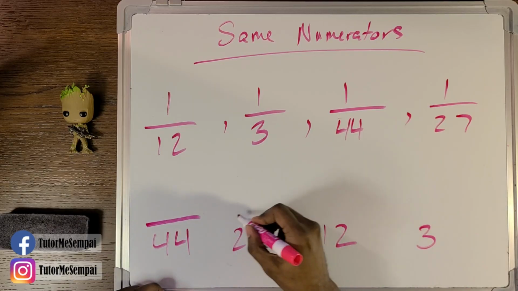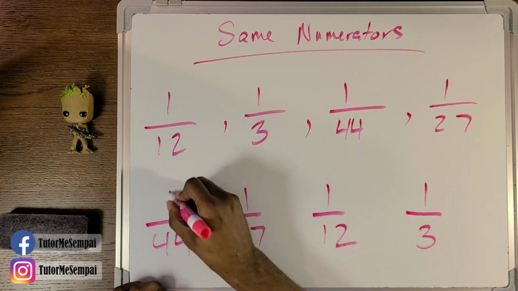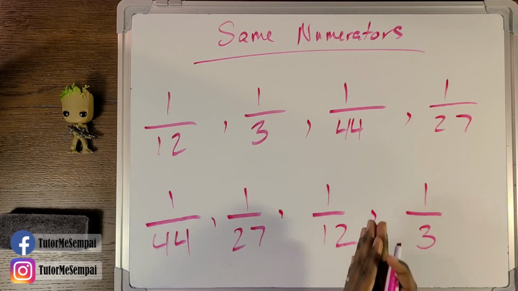And now, just like we did before, you have to make them back into their fractions. So put them all under the same numerator of 1. 1 goes each and every place. Now you have effectively ordered this group of fractions.